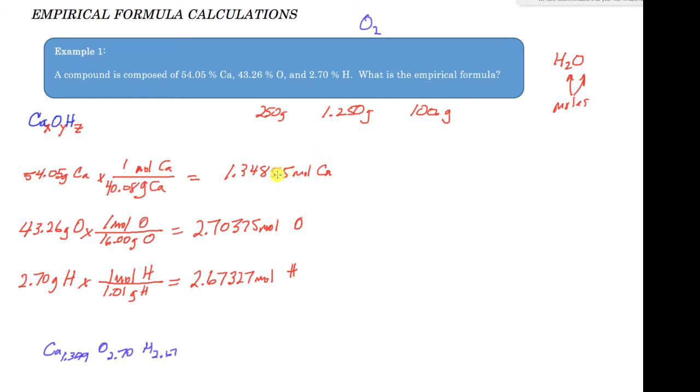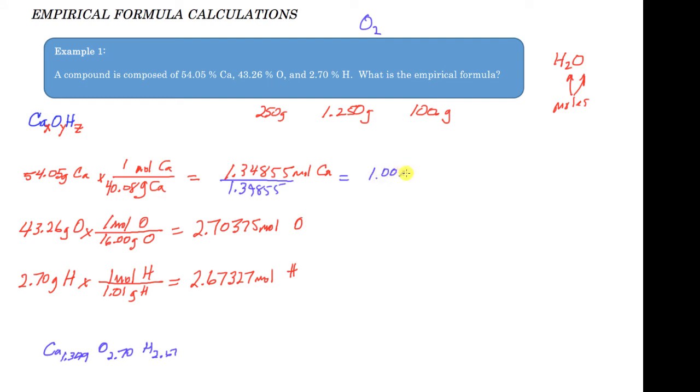So what I want to do is, remember, moles tell us how much we have. So if I have 1.348 moles of calcium and this many moles of oxygen, I definitely have more moles of oxygen than I do the calcium. The question is, how much more? How much more oxygen do I have? Well, the way to figure that out is just to divide out the smaller one that you have. So if I divide 1.3485 by itself, that will give me an answer of 1 mole.